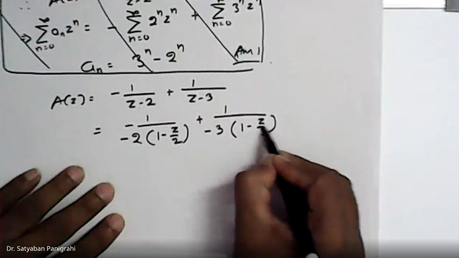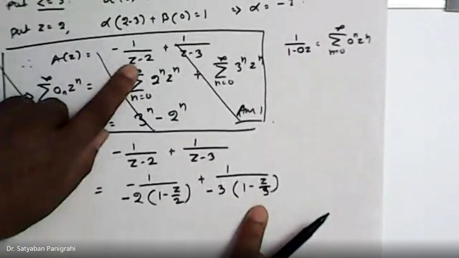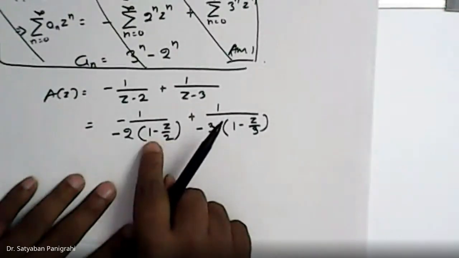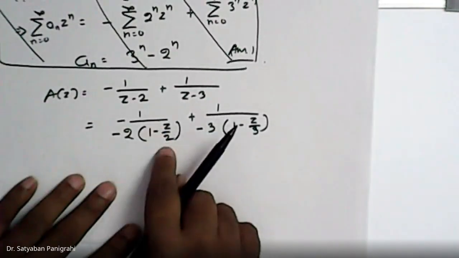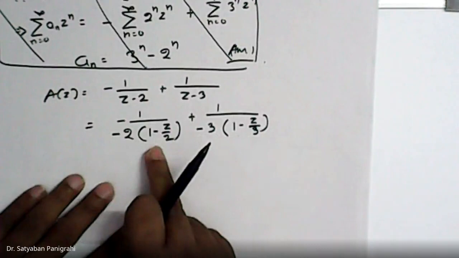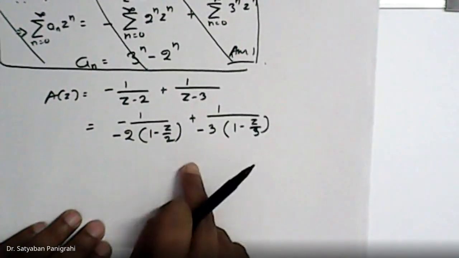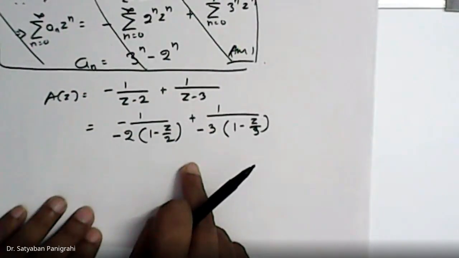ध्यान से देखो मिस्टेक कहाँ पे था? Here is the mistake. What I exactly know? I know for 1 divided by 1 minus something z, not z minus something. Okay, look here. Everyone look here. Clear? Hello? Yes, sir.